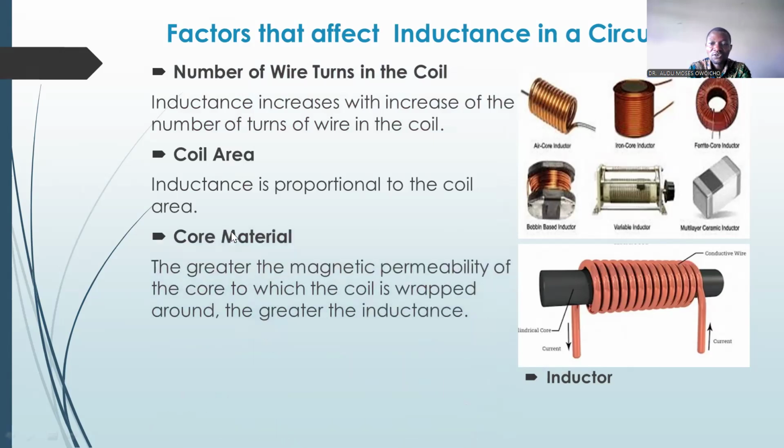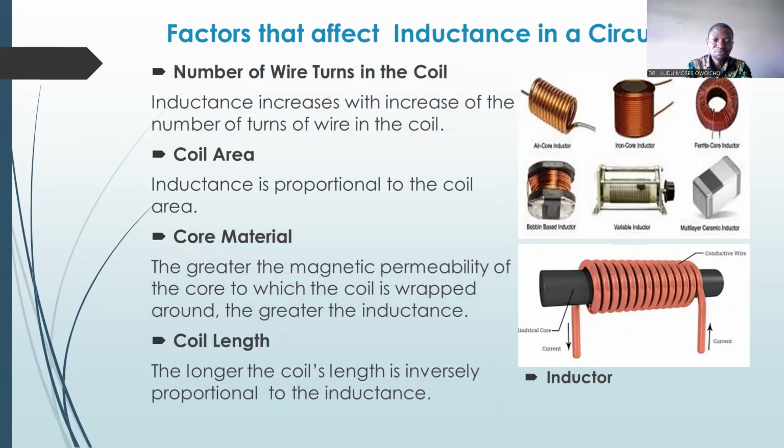Another factor is the core material. Look at this. This is an inductor. You have the conducting wire, you have the cylindrical core. So the greater the magnetic permeability of the core around which the coil is wrapped, the greater the inductance. So the core material affects the inductance that is being produced.